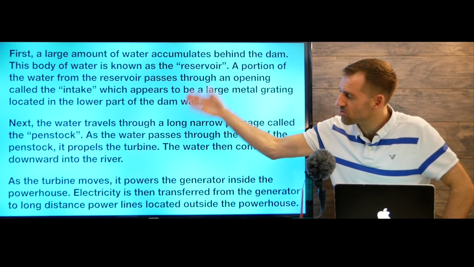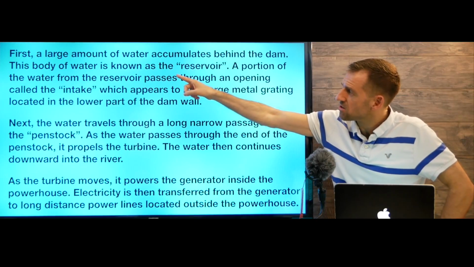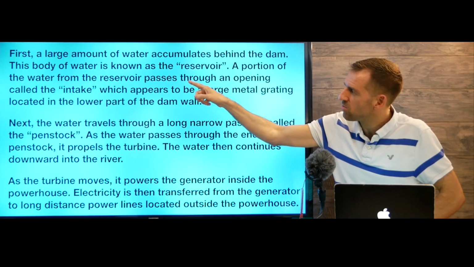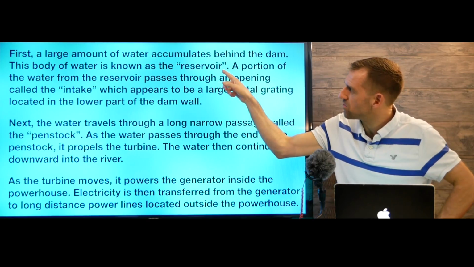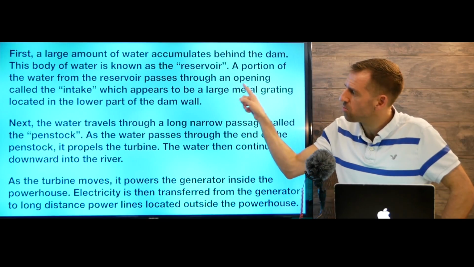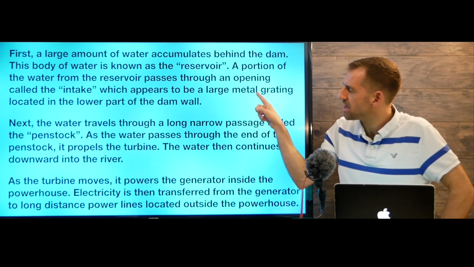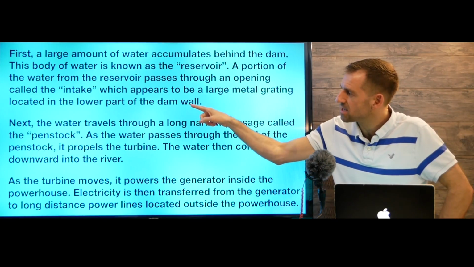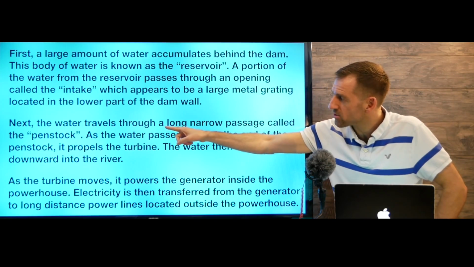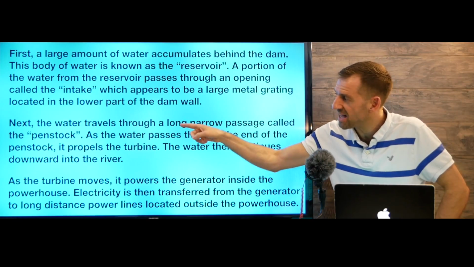Now let's look at the three specific trends paragraphs, okay? First, a large amount of water accumulates behind the dam. This body of water is known as the reservoir. A portion of the water from the reservoir passes through an opening called the intake, which appears to be a large metal grating located in the lower part of the dam wall. Next, the water travels through a long, narrow passage called the penstock.